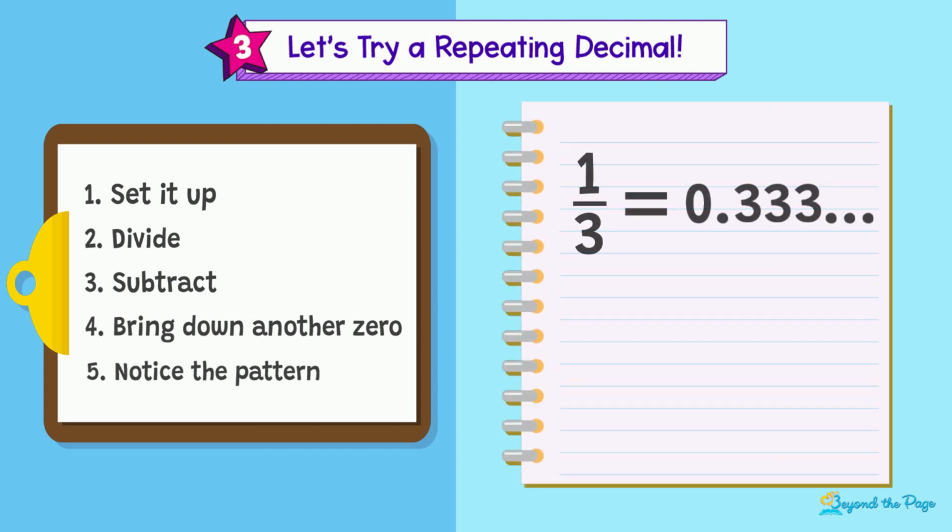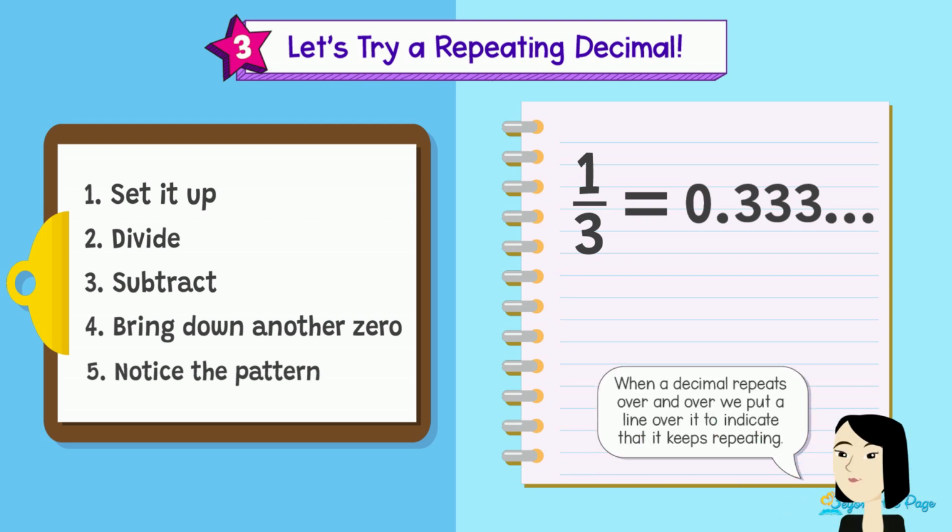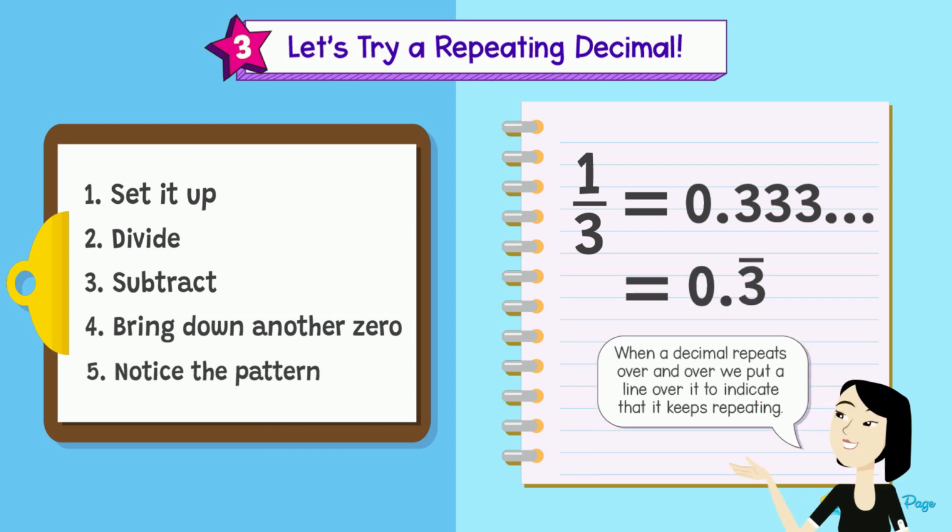So 1/3 equals 0.333 and so on. When a decimal repeats over and over and over, we put a line over the number to indicate that it keeps repeating.